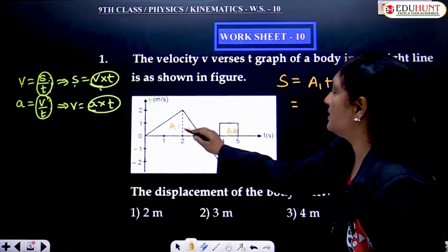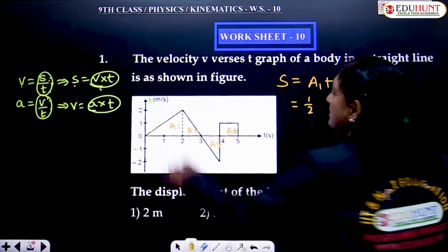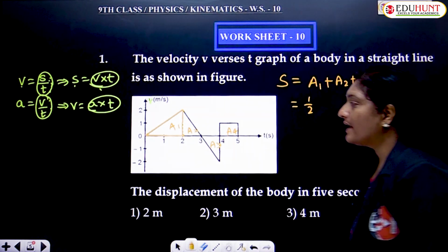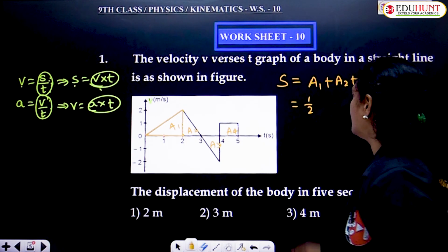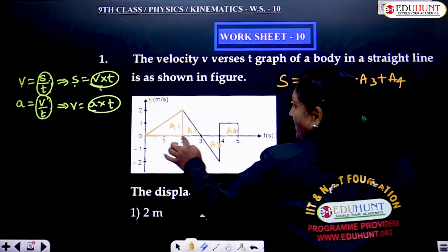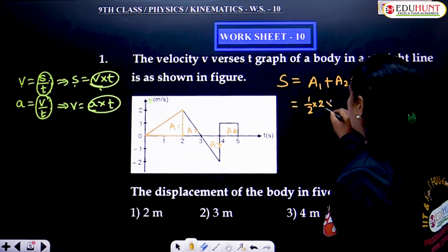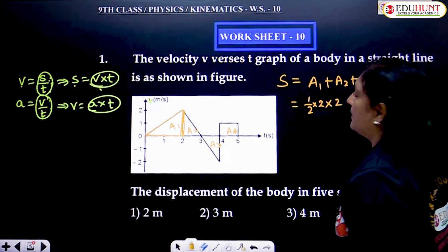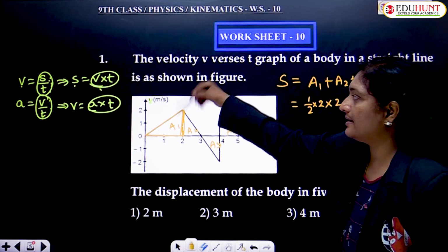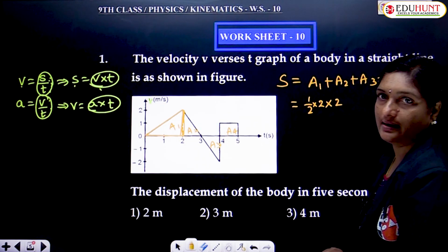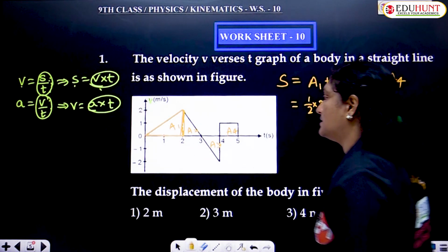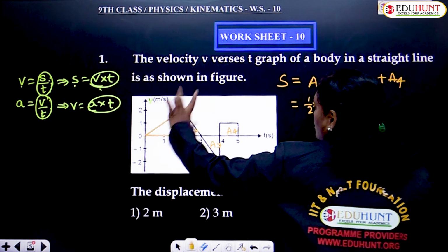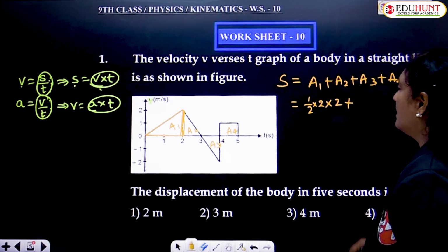What is the area of the first figure, children? That is a triangular portion, a right angle triangle. The formula is half base into height. What is the value of base, children? From here to here, 2 seconds, into height. What is the height? From here to here, it is found to be 2 meters per second. This height is taken on the velocity axis. So that is half base into height, half into 2 into 2, the first area.